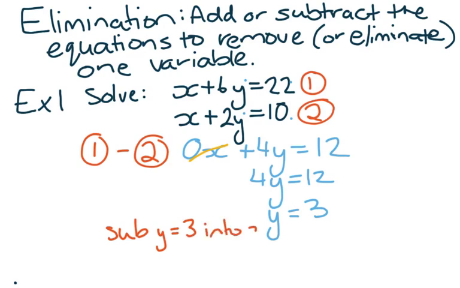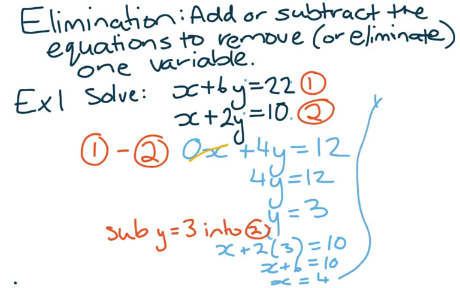Again, it doesn't matter. I'm going to put it into 2 because the numbers are smaller. So we'd have x plus 2 lots of 3 is equal to 10. So x plus 6 equals 10, which means x must be 4. And again, we need to write our solution as a coordinate as x comma y. So we get our solution of 4, 3.